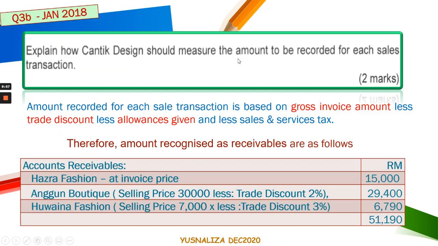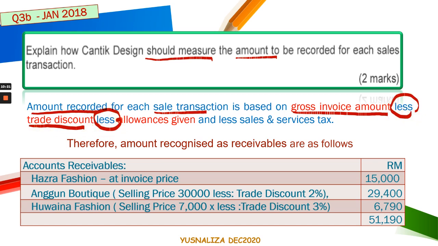Explain how Chanti Design should measure the amount to be recorded for each sale transaction. How should you measure the amount? So the amount, according to MFRS 9, from this lecture, the amount recorded for each sale transaction should be based on the gross invoice amount, less trade discount, less allowances given, and less sales and service tax, right? You will put that in a sentence, and therefore you should mention what are the amounts of receivable being recognized, because that is for each sale.